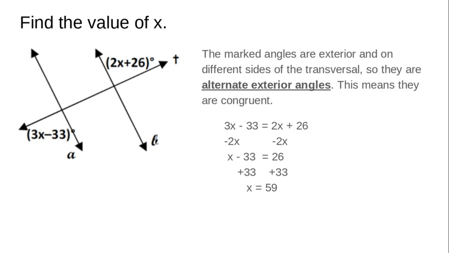Collecting our like terms, they're on different sides of the equal sign, so we need to do the different action to one of them. I chose the 2x, so I subtracted it. 3x minus 2x is just 1x. Bring down the minus 33 equal sign and the 26. Add our 33, and we get x to have a value of 59. Once again, I did not include the degree sign because there's already a degree sign in the diagram, so I don't need to add that in there.